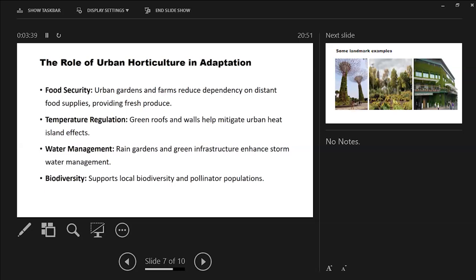A lot of the IPCC report is not in favor of the environmental factors, and we are seeing the increasing temperature day by day. So it can also contribute to temperature regulation. Water management has always been an important issue in urban areas, especially after climate change. So rain gardens and green infrastructure may enhance storm water management. And of course, local biodiversity needs to be taken care of and conserved. In that case, urban horticulture can play a very major role in such adaptation.